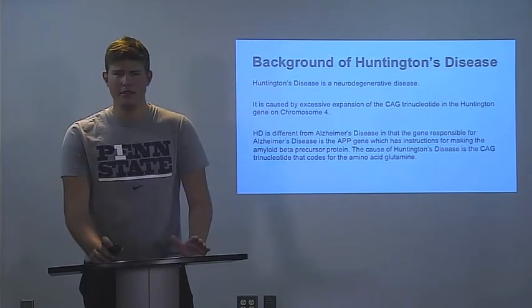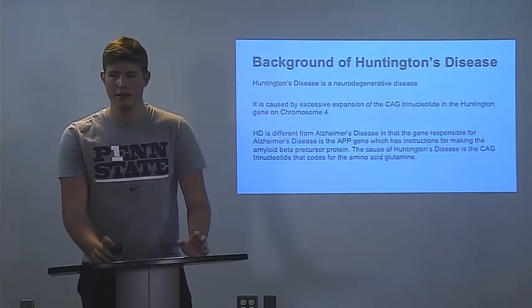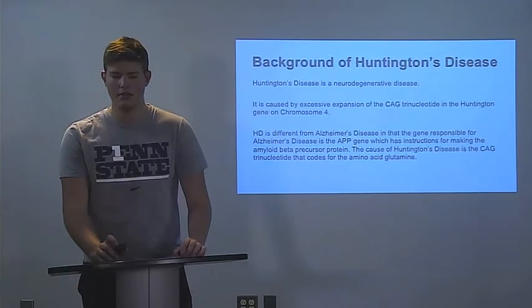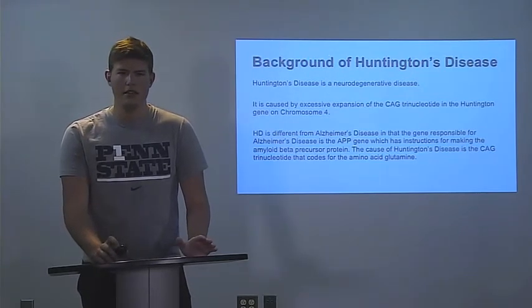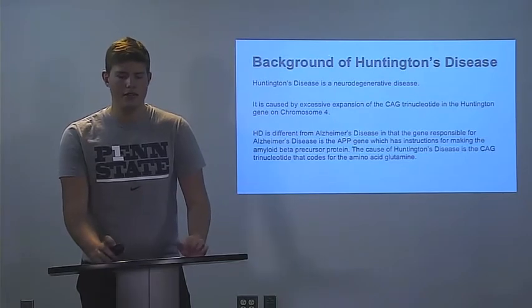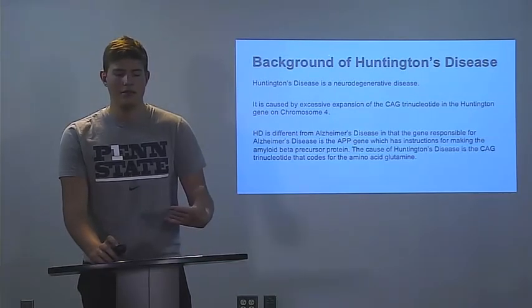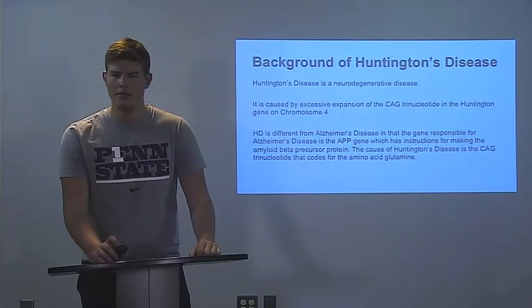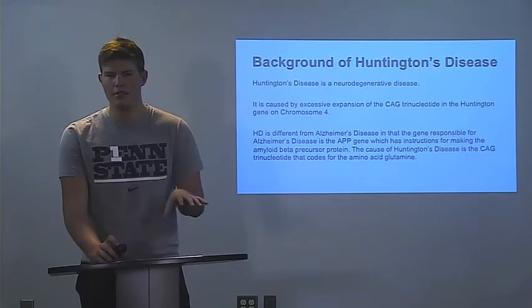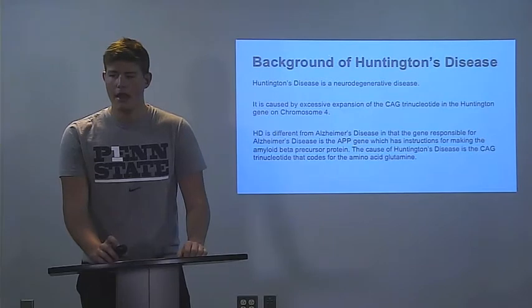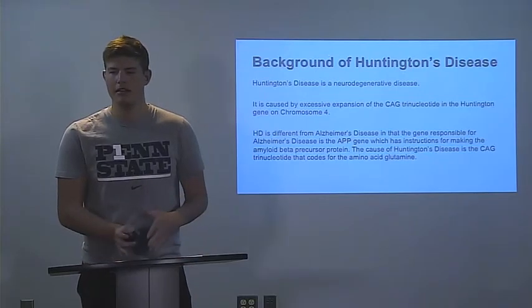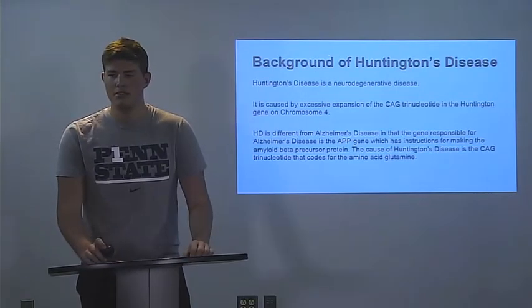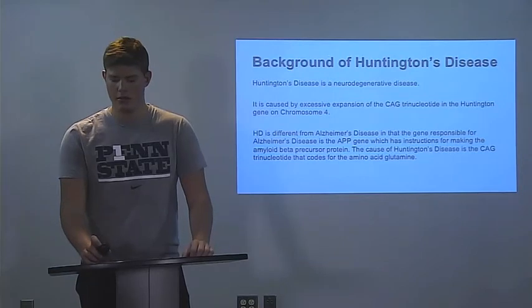It's a neurodegenerative disease and it's caused on your fourth chromosome, and it's because of a CAG trinucleotide expansion. Now it's similar to Alzheimer's in the form that it is neurodegenerative and you can see dementia form, but it's also very different because Alzheimer's is in the APP gene, which has instructions for making amyloid beta precursor proteins, but Huntington's problem comes from CAG trinucleotides that code for the amino acid glutamine.